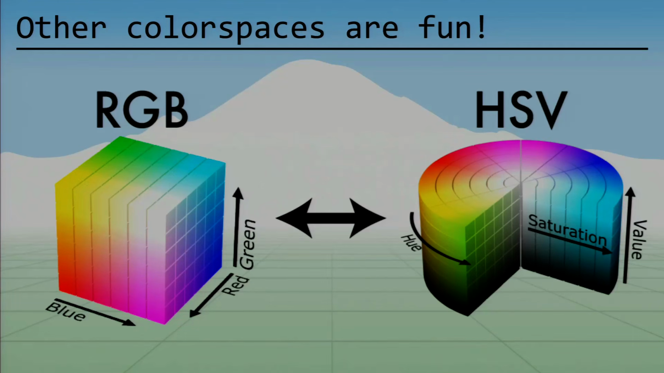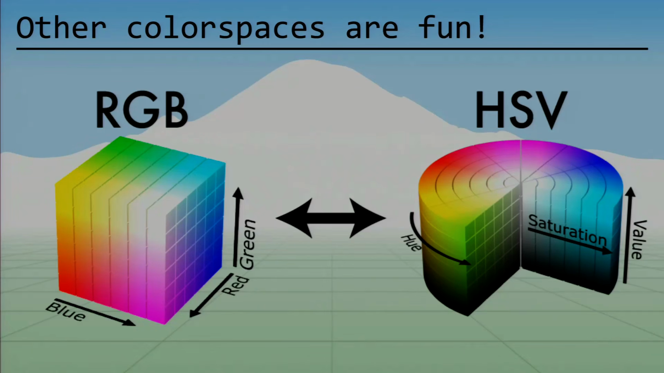So you can't see the back corner of this cube, but the back corner of this cube is black because we've taken away all of the blue, red, and green light. And then as you add in different amounts of each primary, you can move around in this cube of different colors.